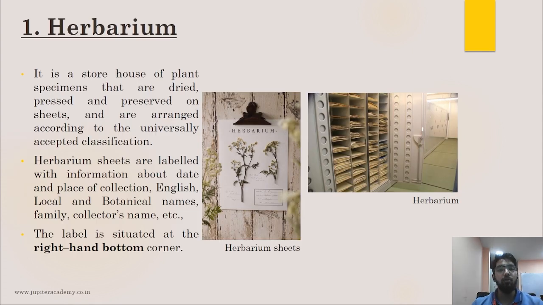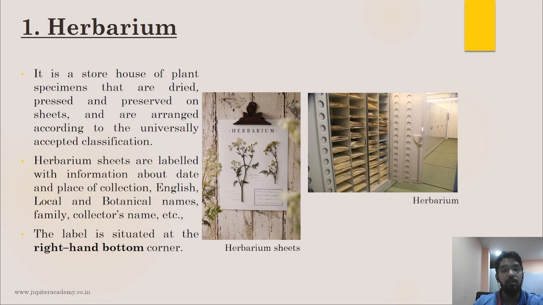Herbarium is nothing but a storehouse of plant specimens. In this storehouse, the plants are preserved in dried and pressed form, and they are arranged according to the universally accepted classification. We see in the left picture how a herbarium sheet looks and how a plant specimen is stuck on the herbarium sheet. We'll also see how the labeling of the plant is done.